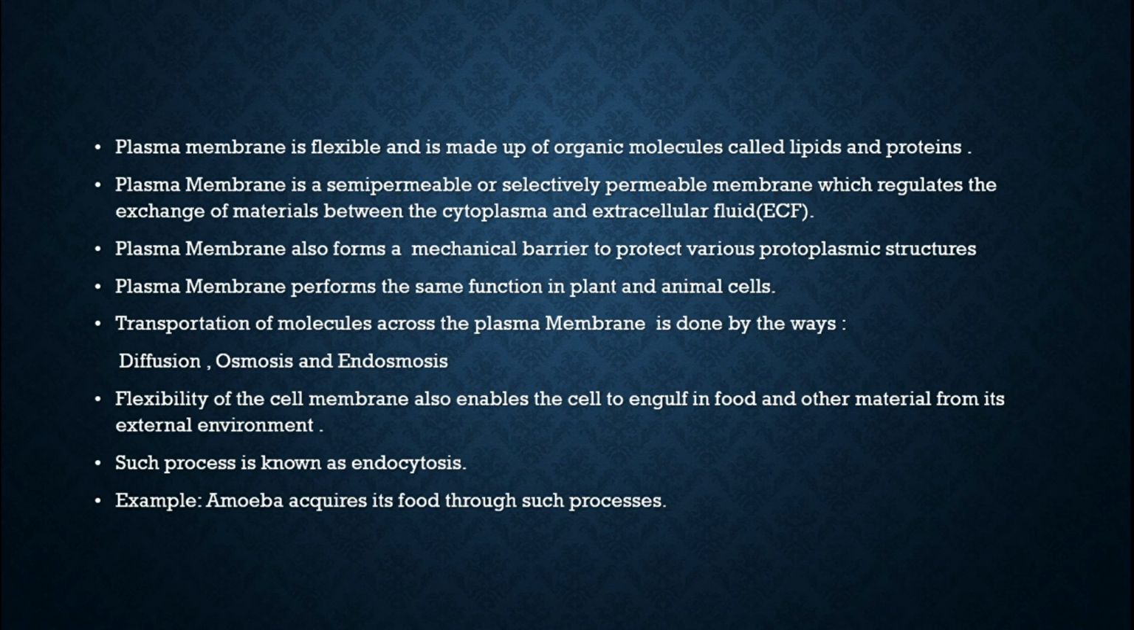Now the flexibility of a cell membrane also enables the cell to engulf food and other material from its external environment. The cell membrane is flexible so that it can engulf the food and other materials from the environment. This process is known as endocytosis. For example, an amoeba acquires its food through such a process. What is endocytosis? It is the flexibility of a cell membrane that enables the cell to engulf food and other materials from its external environment. This process is known as endocytosis, and the example is the amoeba. This you have to remember.